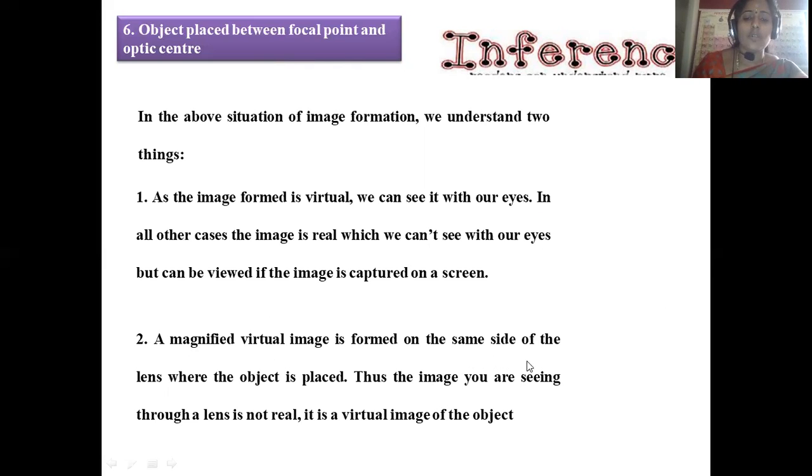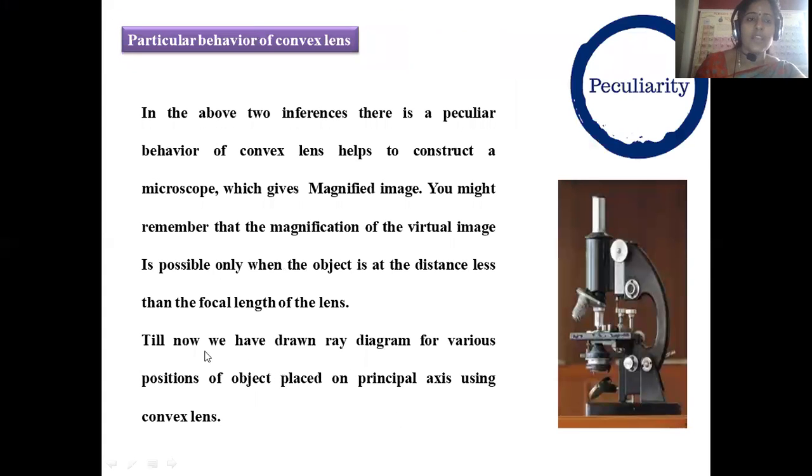A magnified virtual image is formed on the side of the lens where the object is placed. So where we are placing the object, in the same direction you are getting its image also. That image you are seeing through the lens is not a real one. It is a virtual one of the object, right? So here a virtual image is formed, on the same side with respect to the object. These are the inferences drawn from situation number 6.